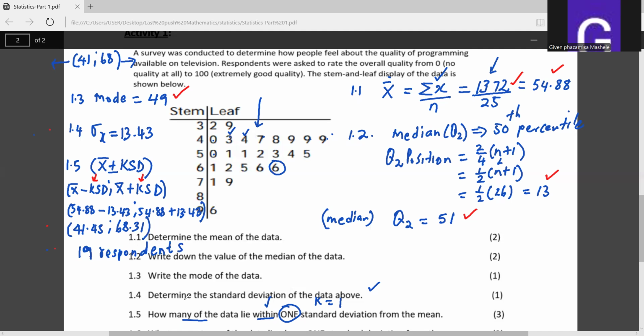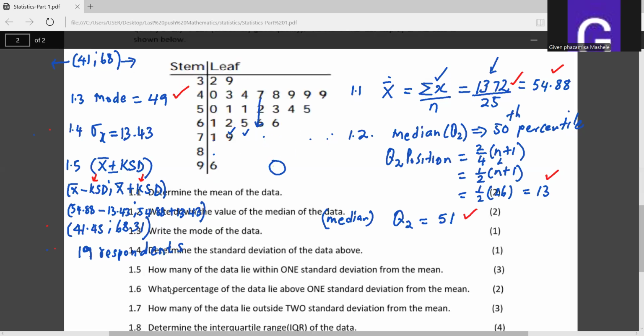But sometimes they can ask what percentage of the data. In terms of percentage, you're not going to say 19, you're going to say 19 out of 25 multiplied by 100. This is how we answer the question. Without wasting time, let's move on to the next question.